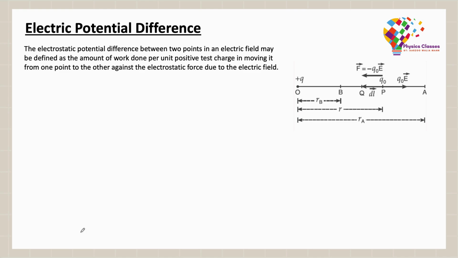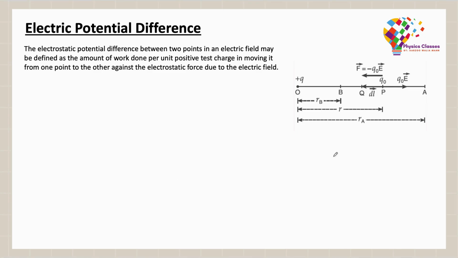To start with, the electrostatic potential difference between 2 points in any electric field may be defined as the amount of work that we do per unit positive test charge in moving it from one point to another against the electrostatic force due to the electric field. So let us try and understand what this means, okay?